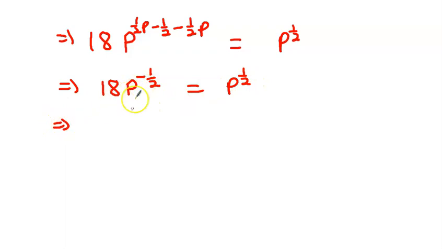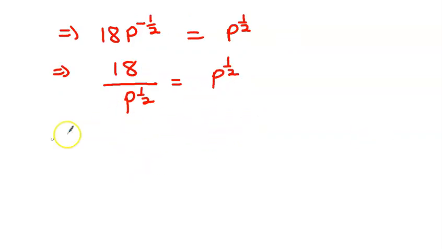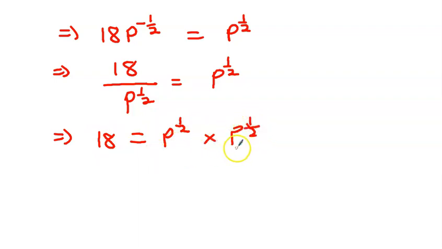By indices, you can still write this one as 18 over p to the power half, which is equal to p raised to the power half. So let's cross multiply. We have 18 is equal to p to the power half times p to the power half. Yes, the same base.